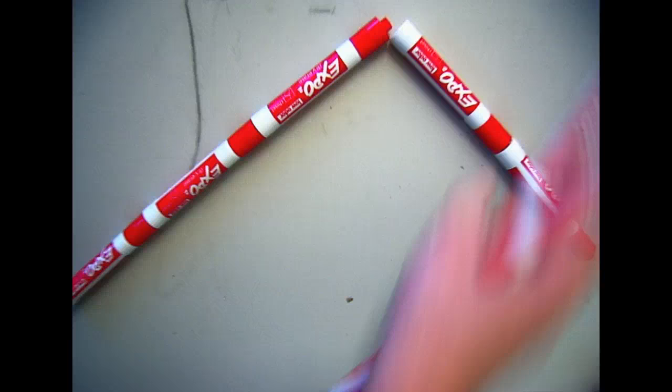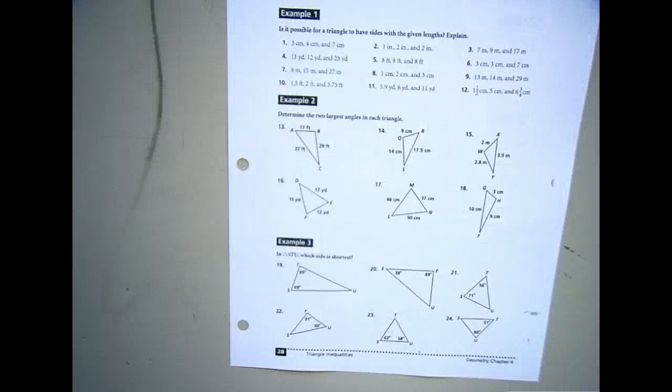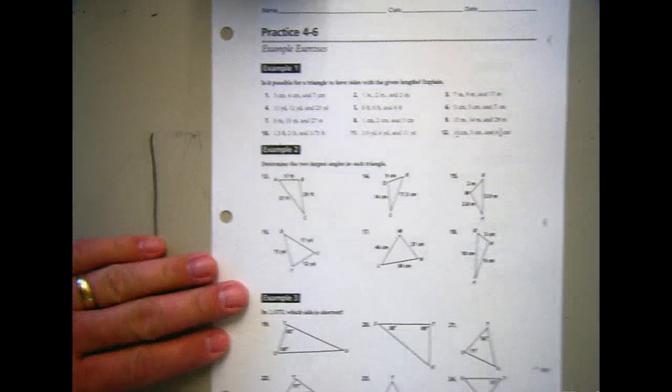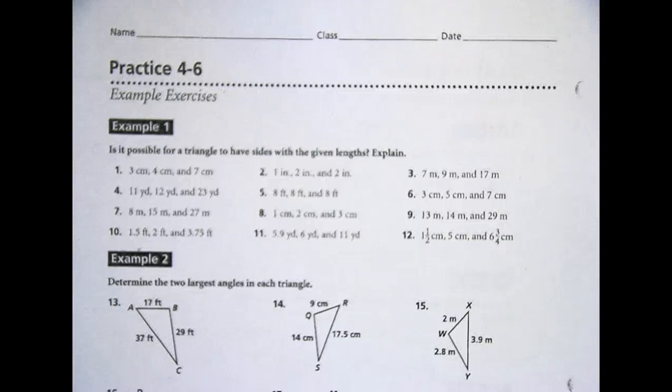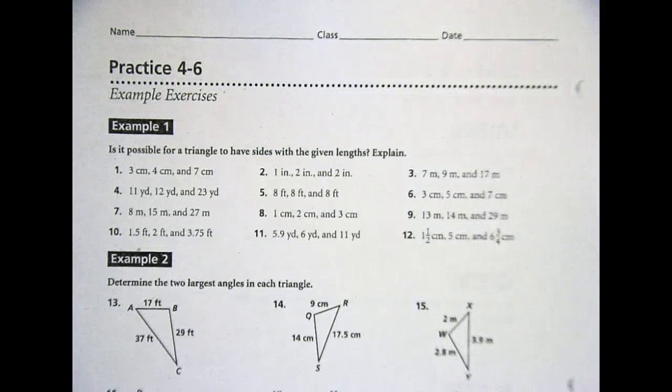All right. Here's what I want you to do. Take a look at your assignment right now. Both sides, 4-6 and the other side's 4-7. We're doing both today: 4-6 and 4-7. You'll enjoy 4-6 though. Okay. Example 1. Is it possible for a triangle to have sides with the given length? Explain. I want everyone to do number 1 right now, and then try number 2.